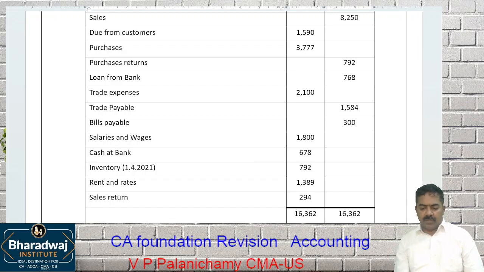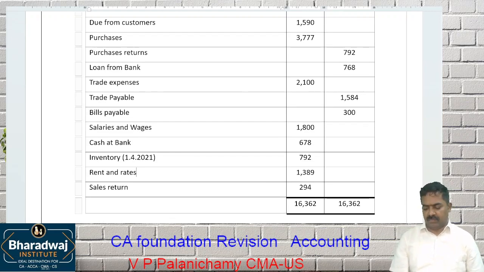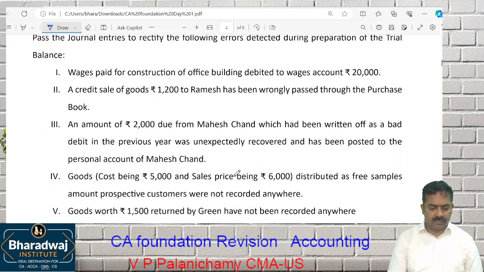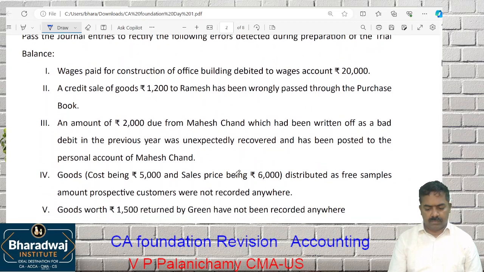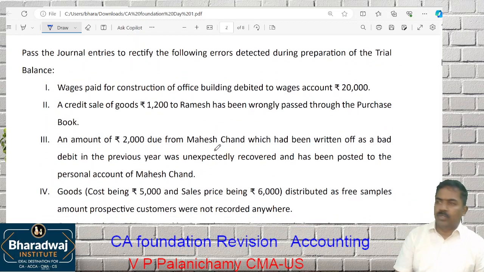Cash at bank, opening stock, of course, will come to the debit side. Rent and rates and sales returns. Shall we go to the next question?